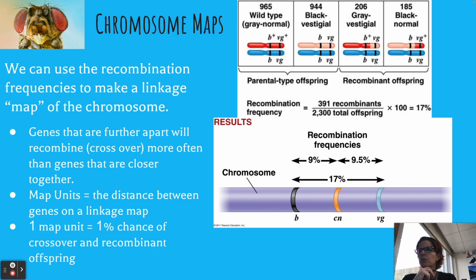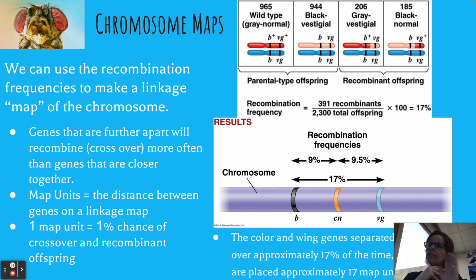So in the example, well, this is not the example, this is always the way it is. One map unit equals a 1% chance of crossing over and recombinant offspring. So in the diagram, the color and wing genes are separated approximately 17% of the time, so we place them 17 map units apart. But apparently, this gene here separates from this gene less often, and so we put it closer to that gene. It separates about 9% of the time.